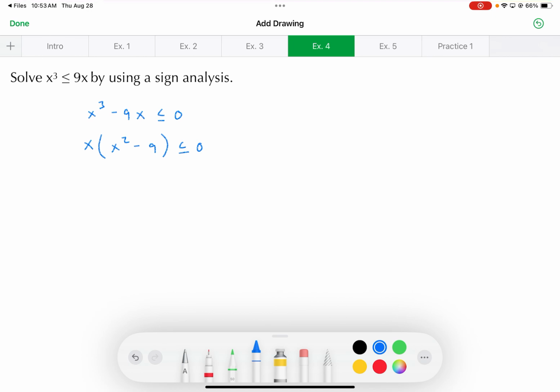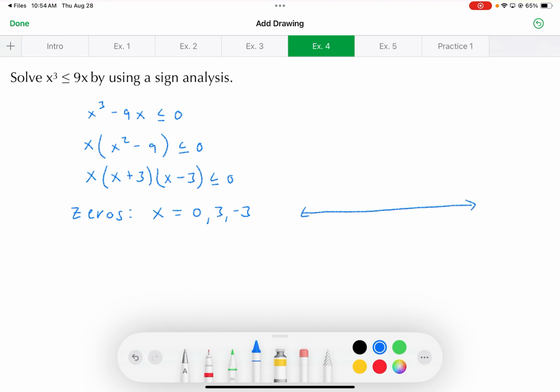Yeah, somebody said difference of squares, right? And yeah, that's x plus 3, x minus 3. So how many zeros do we now have? There's 3 of them, right? What are they? 0, 3, and negative 3. Good. It's a cubic. Cubics should have up to 3 zeros that are real. Okay, so for your sign analysis, negative 3, 0, and 3.